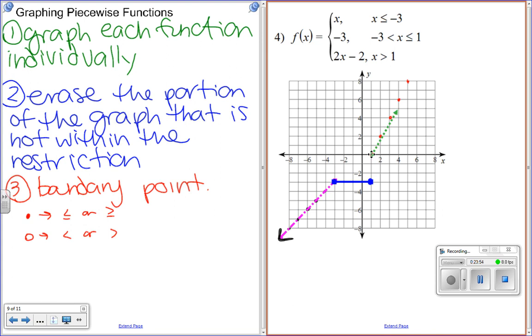I'm going to go ahead and draw in this line. Okay, it does get an arrow to the right because it keeps going on forever. At 1, it's not equal to, so I'm just going to put an open circle. I apologize. I'm going to make that clear that that is an open circle. And that's the rest of your graph.